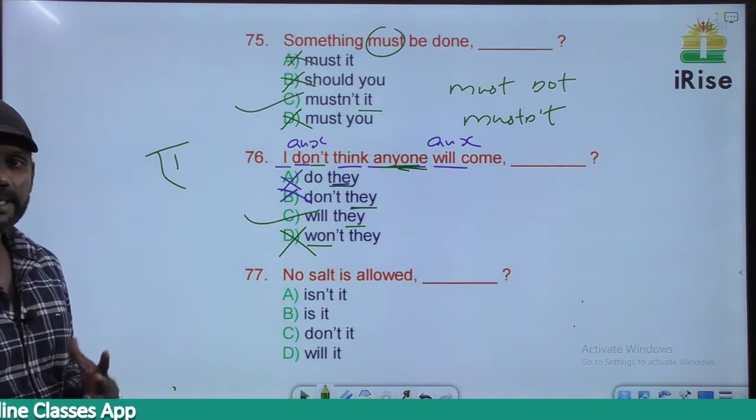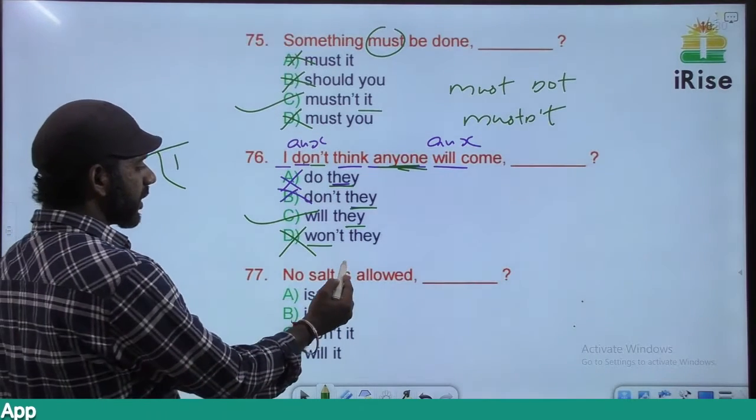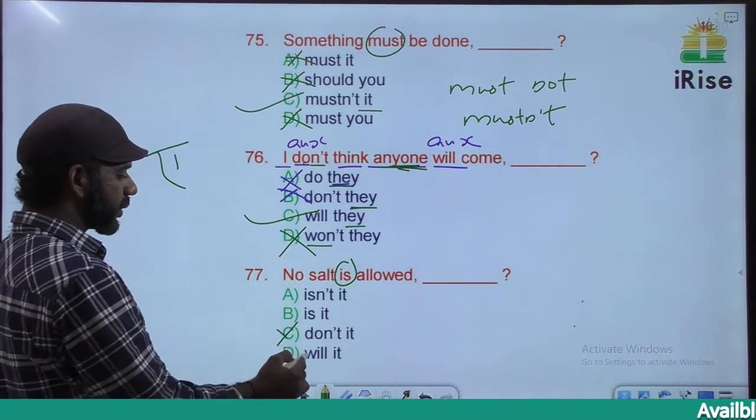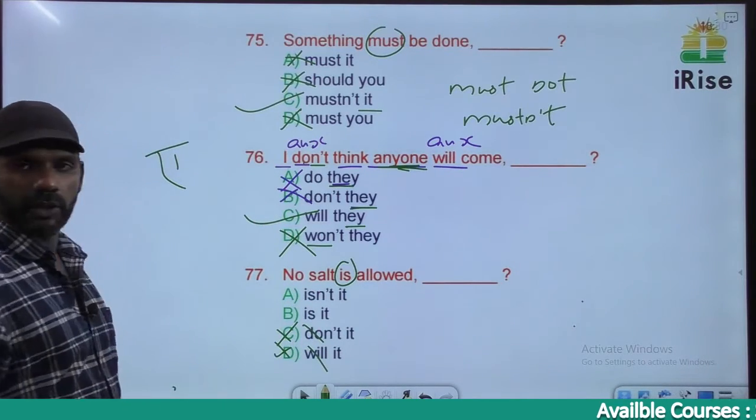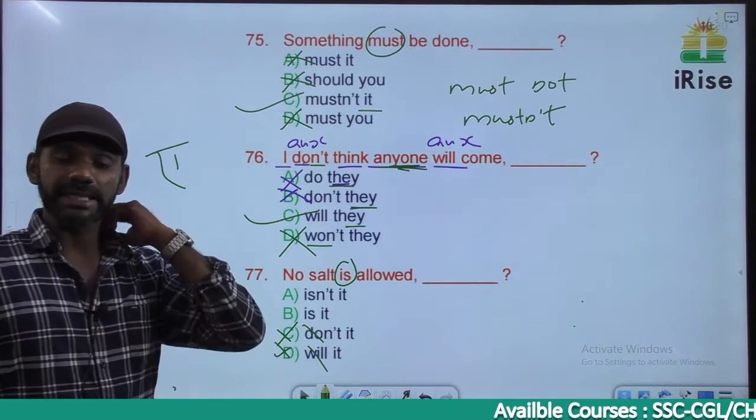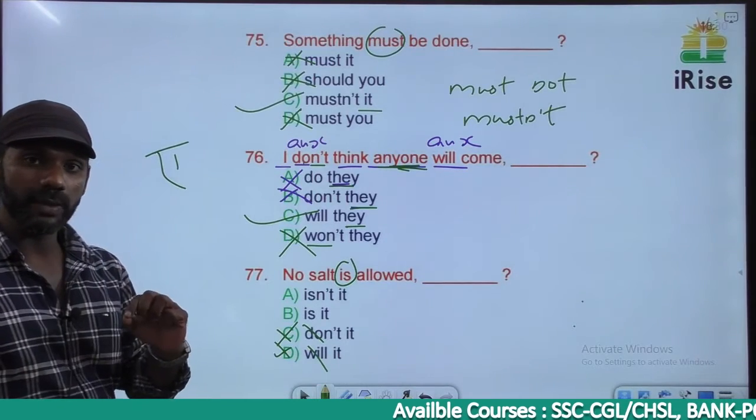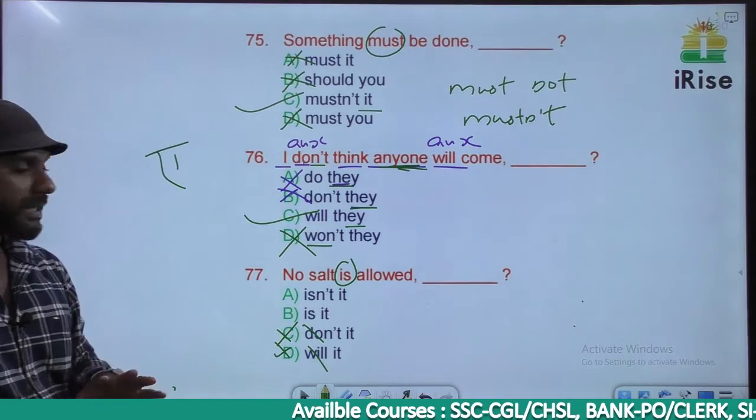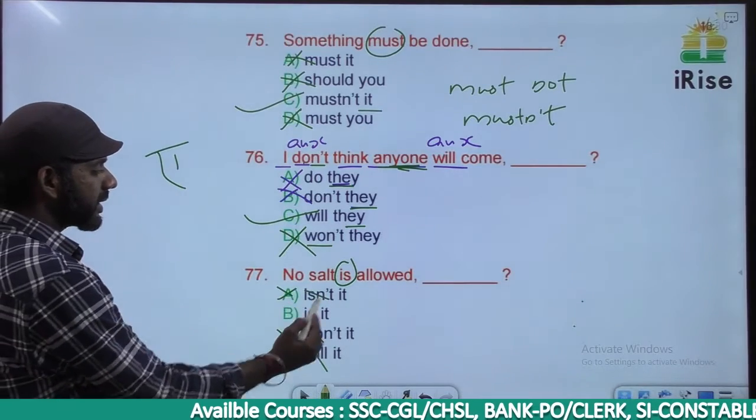No salt is allowed. The auxiliary verb here is, so we have to frame the tag using is. So C and D are gone. Do we have an N word in the sentence? Yes, no is an N word. In the tag, there should not be an N word. Based on that, A is gone.